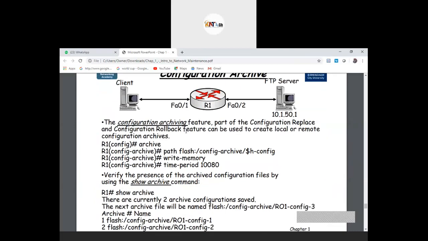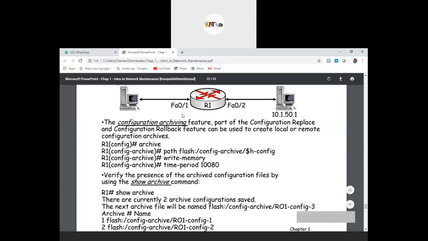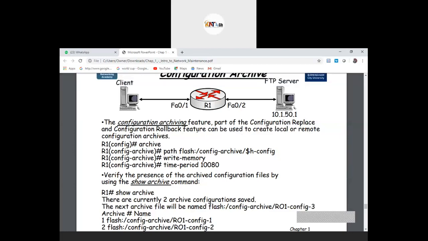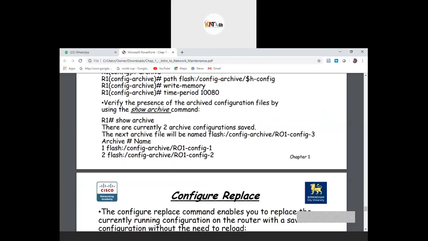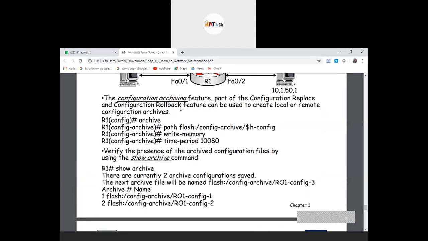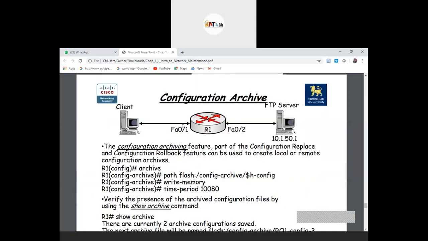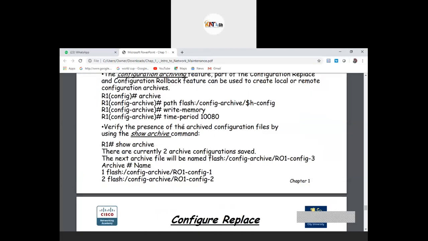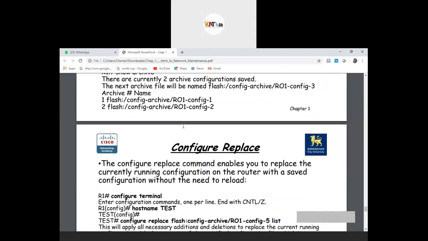So when you go into the configuration archive, the configuration archiving feature, part of the configuration replace and configuration rollback feature, can be used to create local or remote configuration archives. So you set a particular path for configuration archives, and then you write onto the memory. These are the configurations. And typically, I'm not going to ask you what you need to configure in a configuration archive and all that.